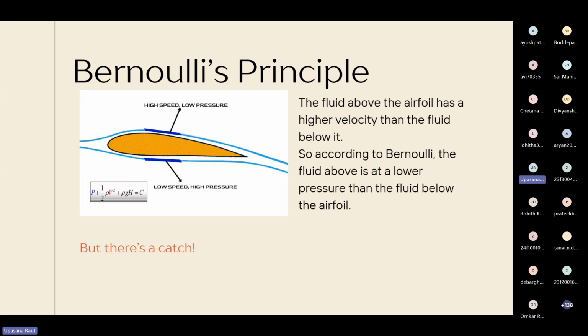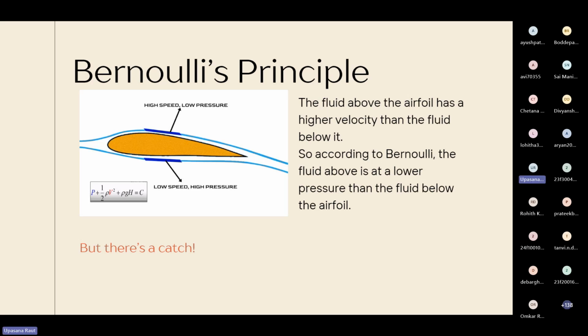And we know, according to Bernoulli's equation, if the speed of the particle is high, the pressure would be low. And if the speed of the particle is low, the pressure would be high, because the sum in this equation needs to remain constant. So that's why the fluid above is at lower pressure than the fluid below. And this difference in pressure will create a resultant force in the upward direction, and that force is called lift.